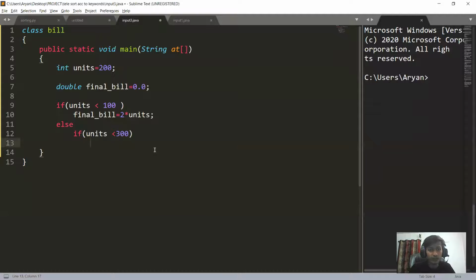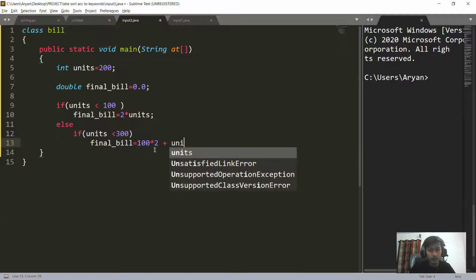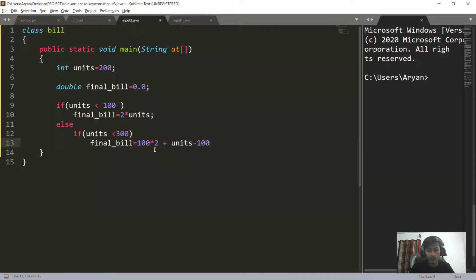Therefore, if units less than 300, our final bill equals the first 100 units charged at 2 rupees per unit, so 100 into 2, plus the leftover units. What are the leftover units? Units minus 100, because the first 100 units were charged at 2 rupees per unit. The leftover units will be charged at 3 rupees. This point is clear.